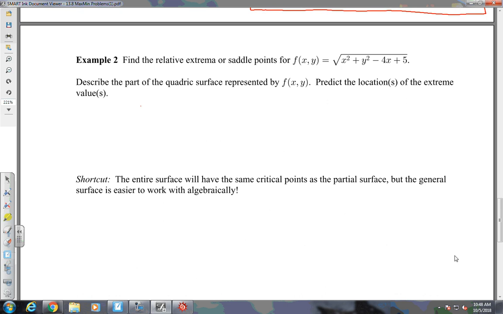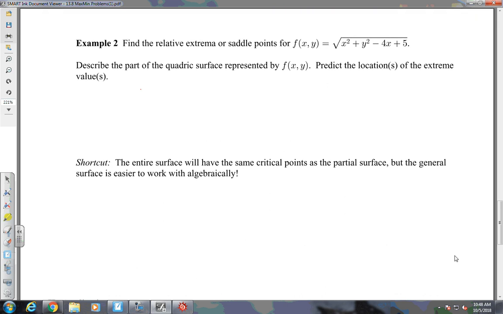Find the relative extrema or saddle points for the function f of x and y equals a big square root function. All right, we've got a big square root function. We have a lot of quadratic terms there, so it's probably going to be a quadric surface. Let's describe which part of the quadric surface is represented by f of x y.